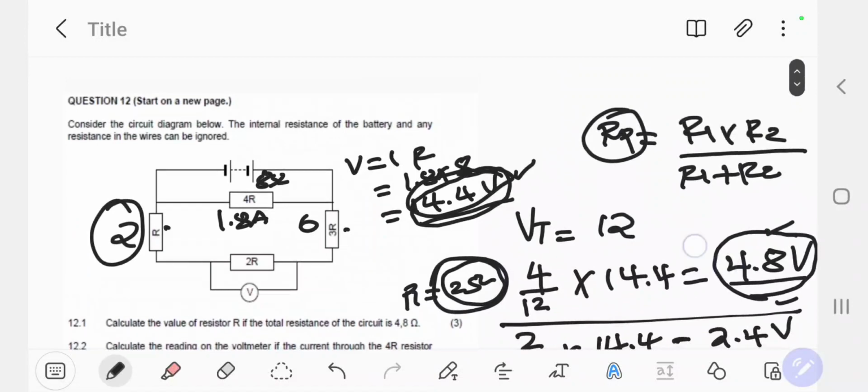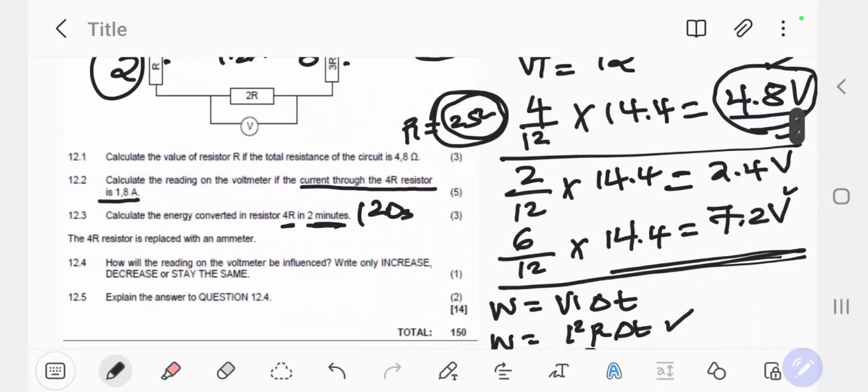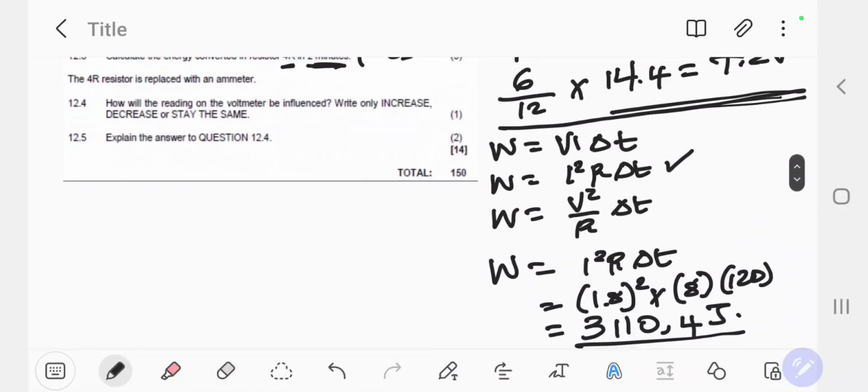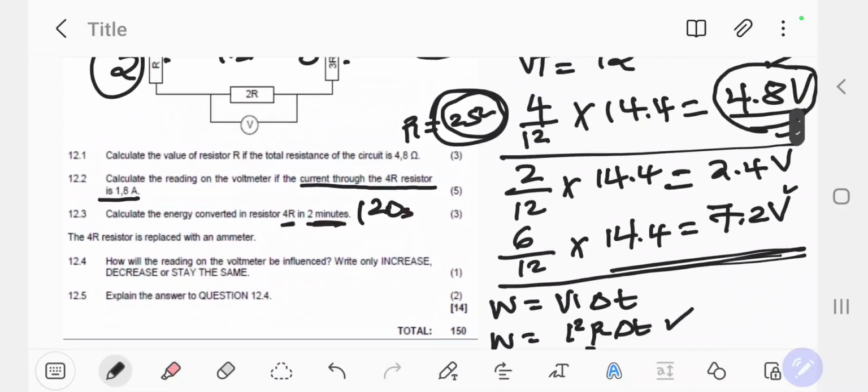I think this is simple. You just have to make sure that you understand the given variables, understand the information that is given, and also what the examiner is trying to say. All right, thank you so much. And then from here, let's continue.